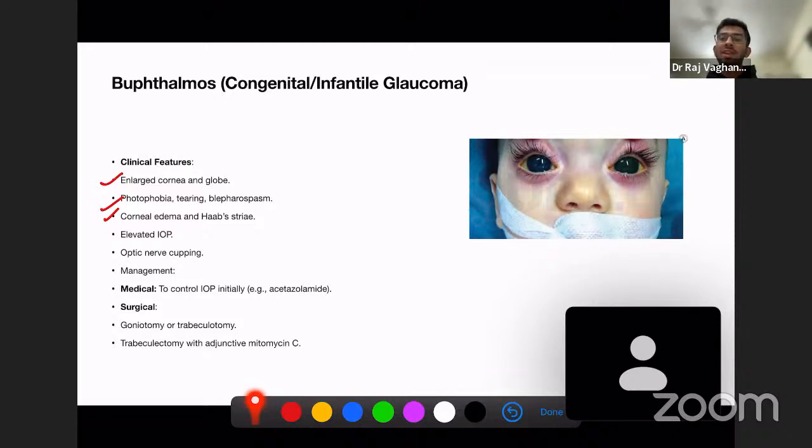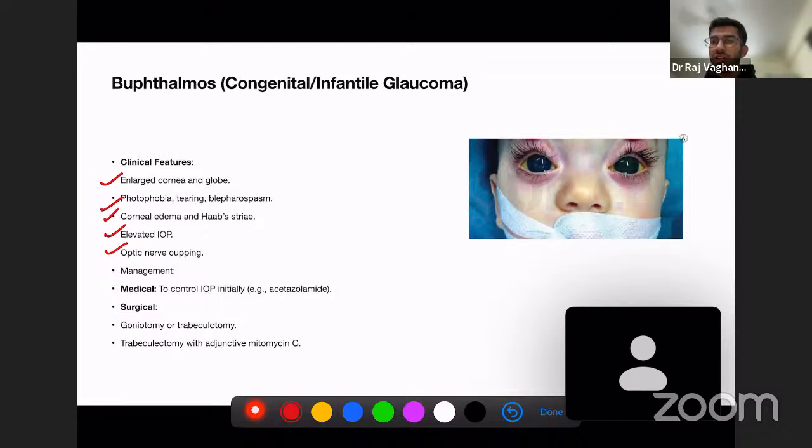You can have elevated IOP and optic nerve cupping. So these are the clinical features of buphthalmos. You can have enlarged cornea and globe. You can have photophobia, tearing, or blepharospasm. You can have corneal edema. You can have Haab's striae. You can have elevated IOP and optic nerve cupping. So these are the clinical features of buphthalmos.